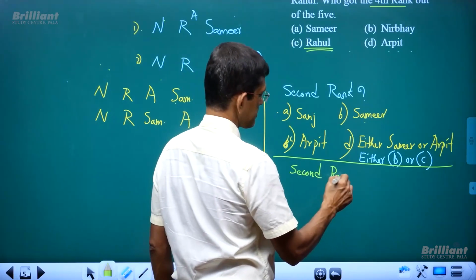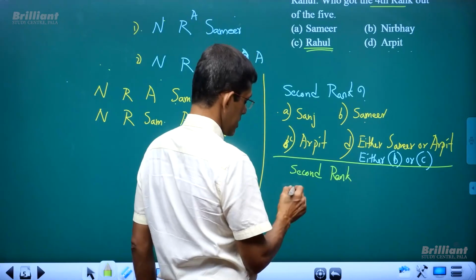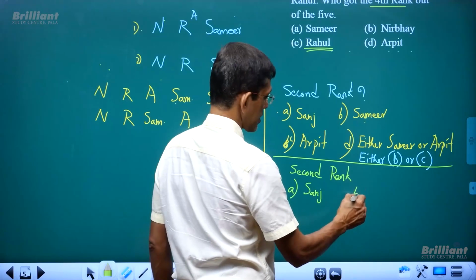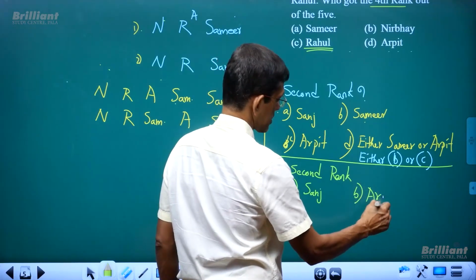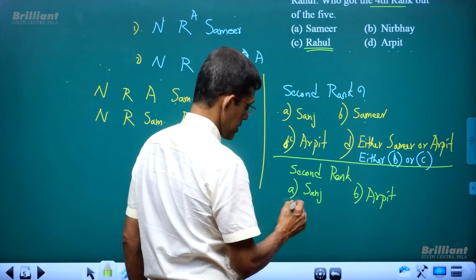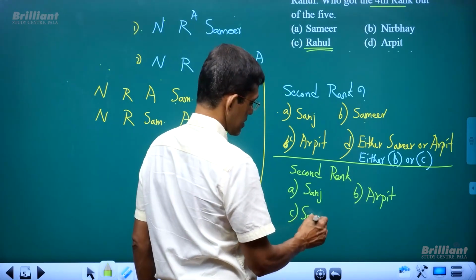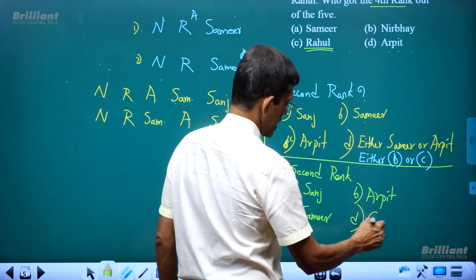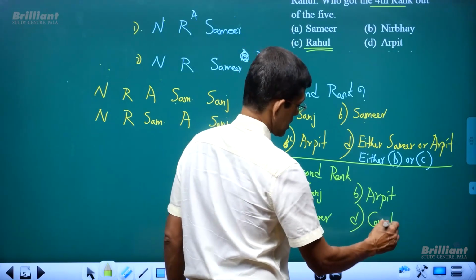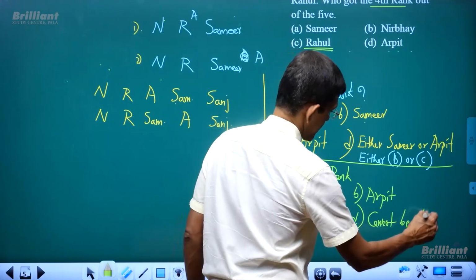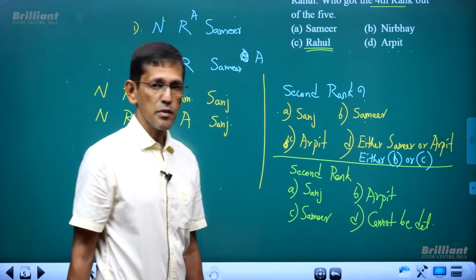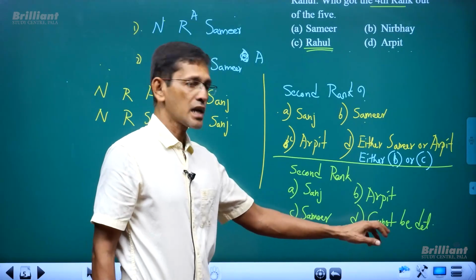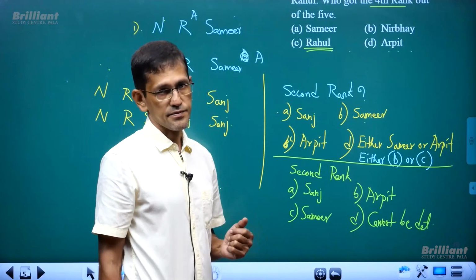Second rank, they may give it as Sanjay, and second one, Arpit, and third one, Samir, and the last one would be cannot be determined. What's the meaning of cannot be determined? Well, it doesn't mean that you cannot find the answer. You can find the answer, but we are not sure about which one is the answer.